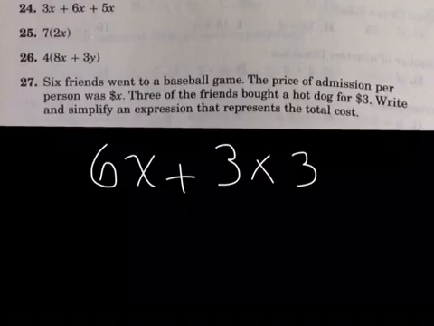And lastly, 6 friends went to a baseball game. The price of admission per person was x. 6 times x. That'll give you the total cost of the entrance. 3 of the friends bought a hot dog for $3 each. So 3 times 3. And there's our expression. 6x plus 3 times 3 equals the total cost.